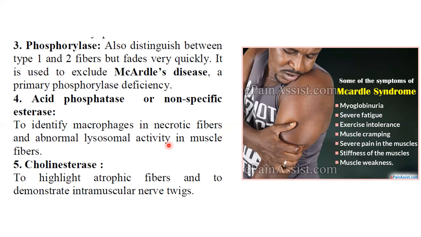Then last and final is cholinesterases. Cholinesterase detection will highlight atrophic fibers and demonstrate intramuscular nerve twigs.